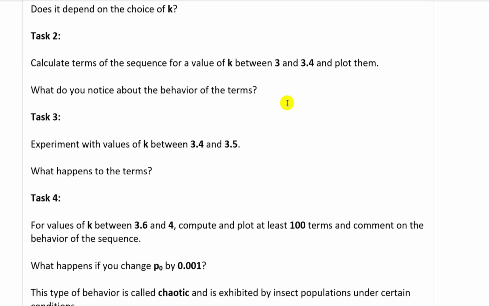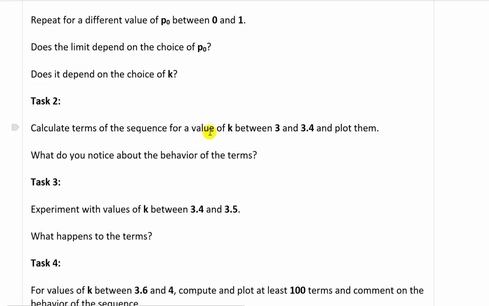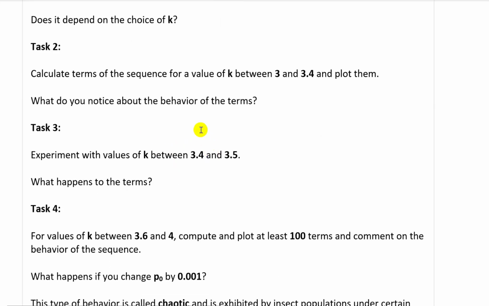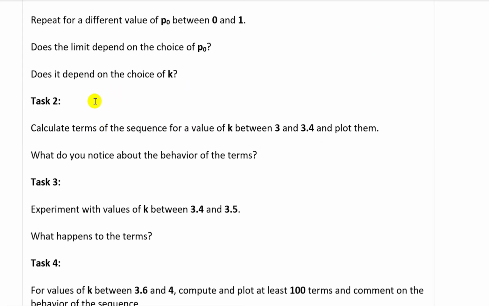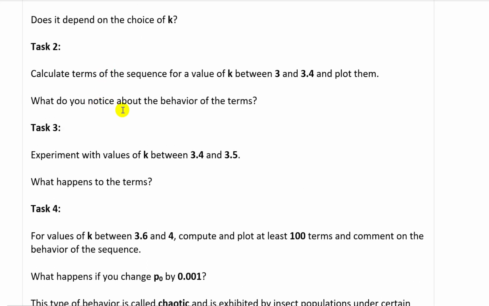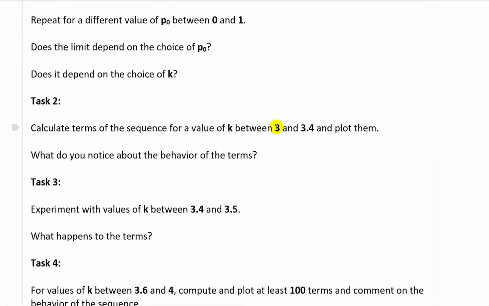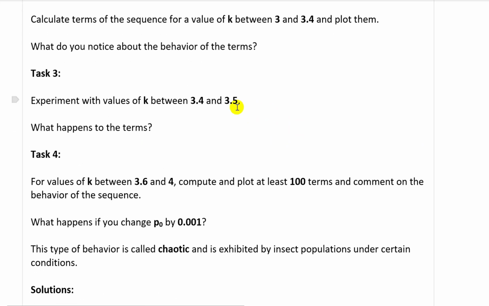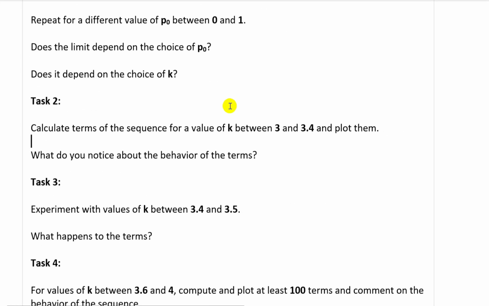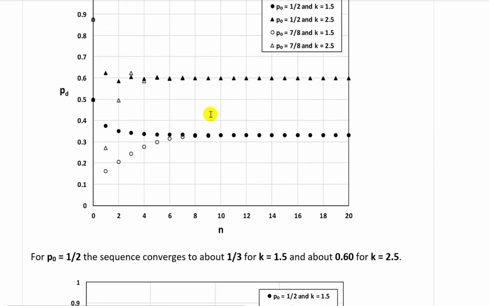So now let's look at task 2. Calculate terms of the sequence for a value of K between 3 and 3.4 and plot them. What do you notice about the behavior of the terms? And here I just used the initial population that the calculus book used in its solutions. What do you notice about the behavior of the terms when you increase K even higher? So instead of K between 1 and 3, here we're looking at K between 3 and 3.4. So increasing it has some very interesting results. So let's just keep going further here.